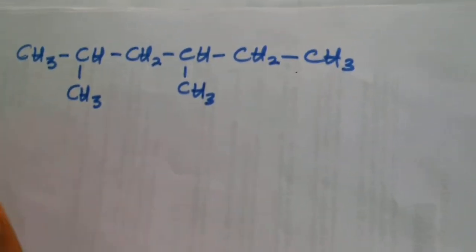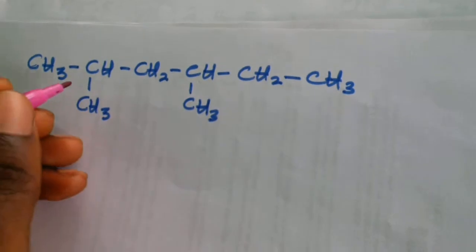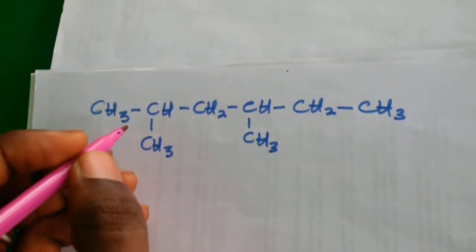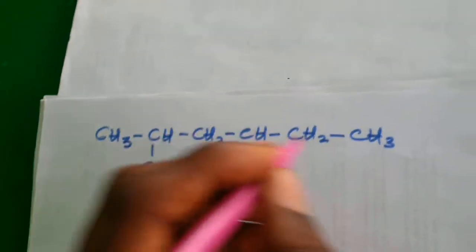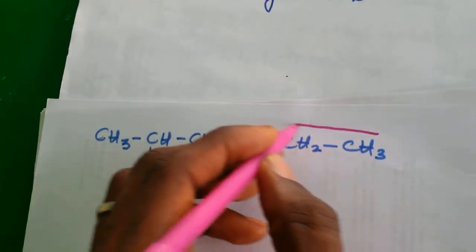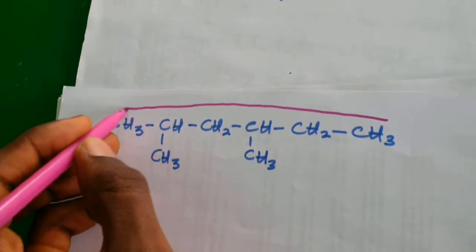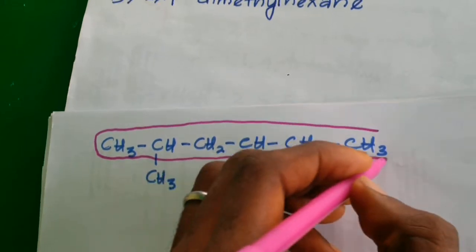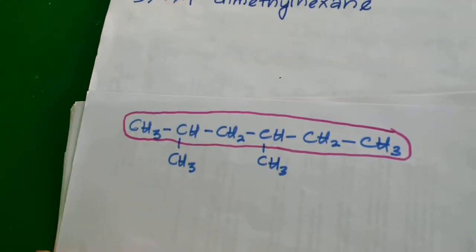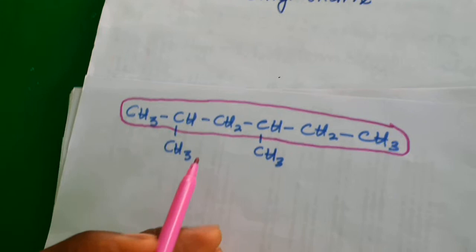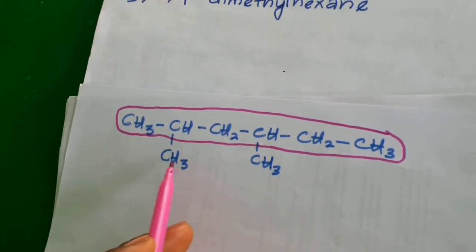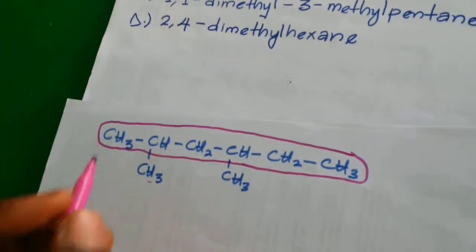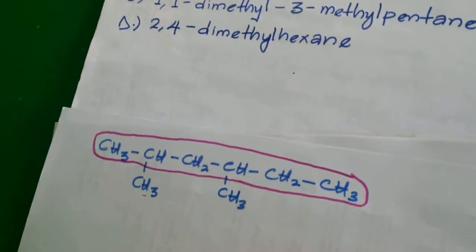Now the second step is to assign numbers to the longest carbon chain. So this is our longest chain. These two that are not part of the longest chain are the substituents. Now let's assign numbers to them.